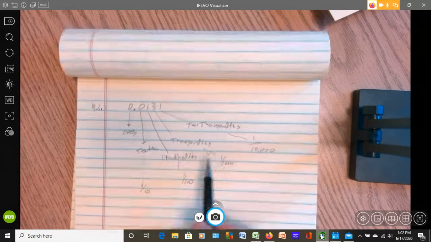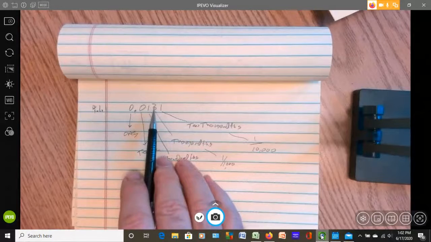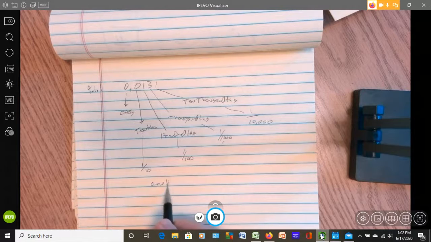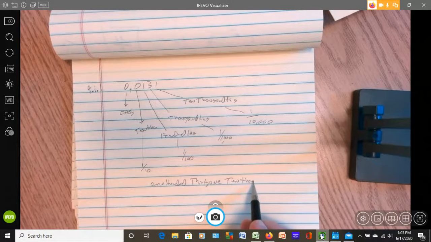So now, how do you name these things? You go out and you find the place value where you have a digit, the last digit, and the last digit occurs here in the 10,000ths place. So what would this thing be called? It would be called 131 10,000ths. Okay, so let's go ahead and put that answer in MyMathLab.